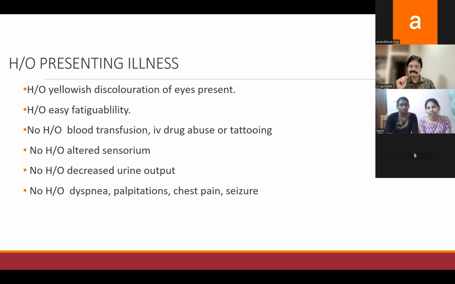One is it can produce transfer of viral infections like hepatitis B and hepatitis C, and non-A, non-B hepatitis virus also can be transmitted. But nowadays it is not so common, of course, because everybody is tested before transfusion. But another very important thing is blood transfusion. Can it produce pre-hepatic jaundice?